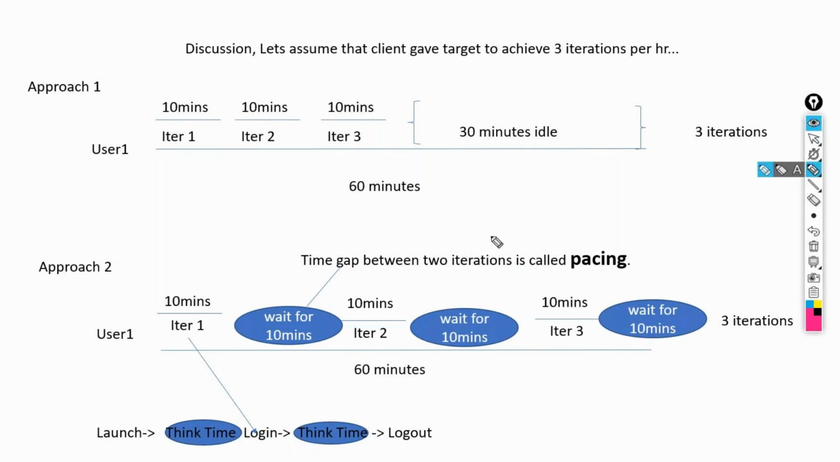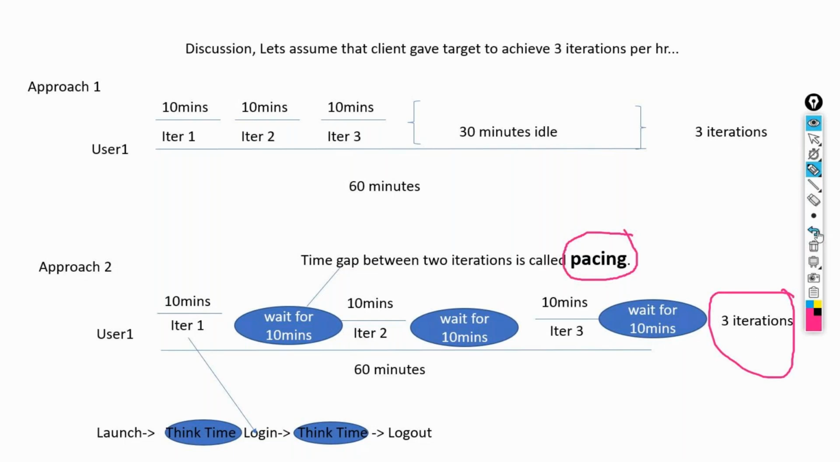Okay, now the workload modeling we are discussing is all about calculating pacing. Why do we need to calculate pacing? Because I want my users to evenly pace the execution, so that at the end of the test, if you go back and verify the results, the target will be achieved.